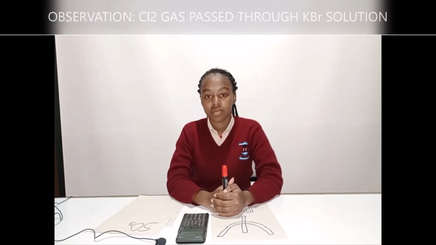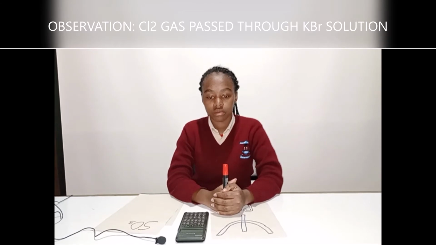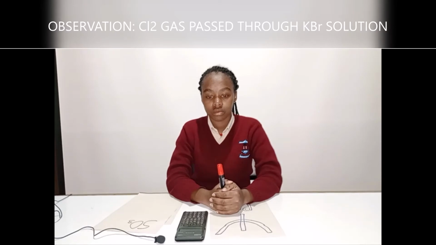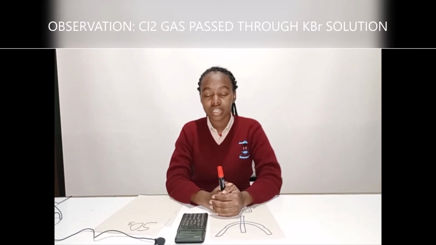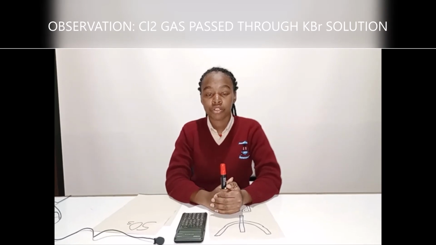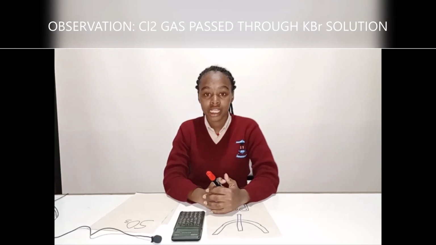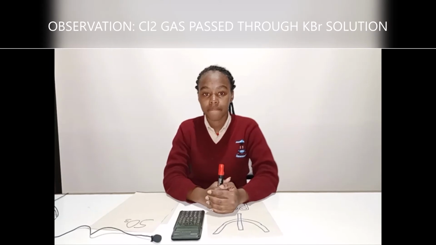State and explain the observation that will be made if chlorine gas is passed through potassium bromide solution. Pardon the question? I want you to state the observation that will be made if you have chlorine gas and you pass it through potassium bromide solution. The colorless solution turns to orange due to the formation of elemental bromine. The bromide ions are displaced because chlorine is more reactive than bromine. That is well explained for the 2 points.